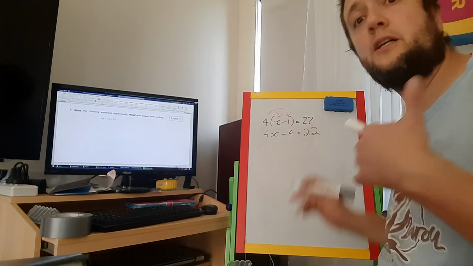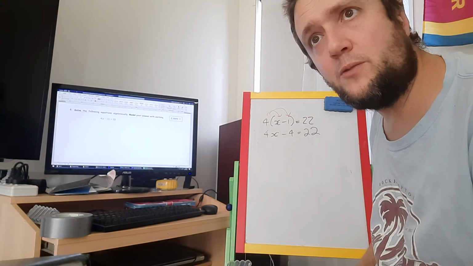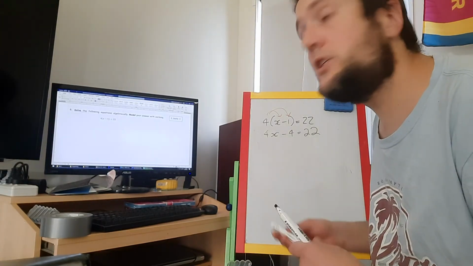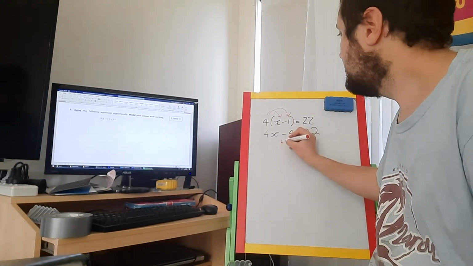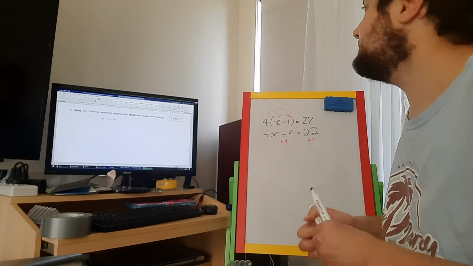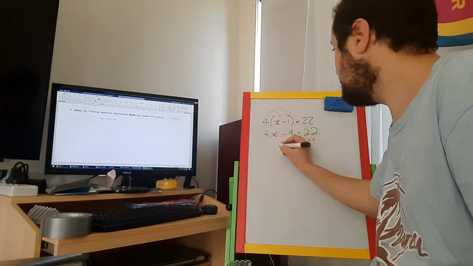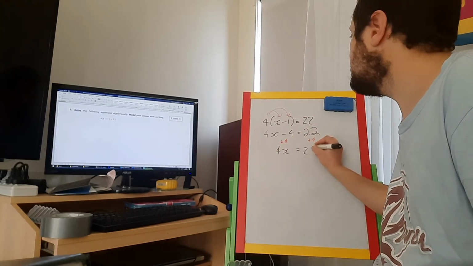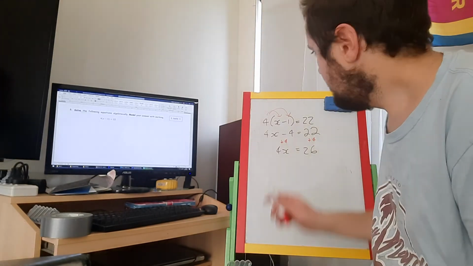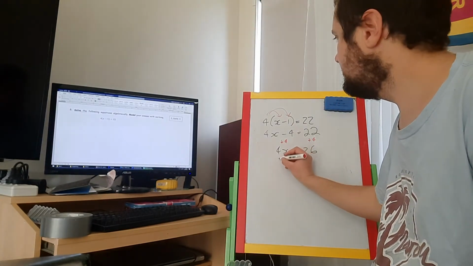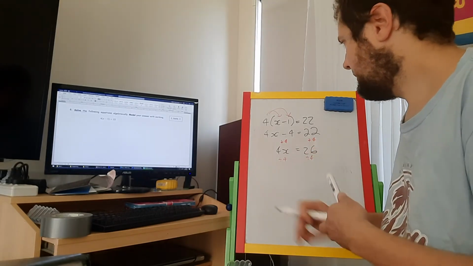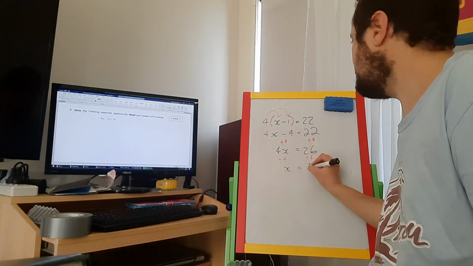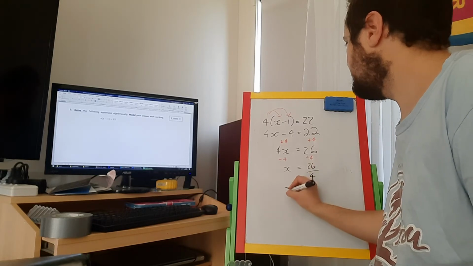And now we're back to the equation that looks very similar to some of the ones we did earlier. First we do our addition and subtraction. What's the opposite of taking away 4? Plus. I add 4 to both sides. And I'll get 4x is 26. The opposite of multiplying by 4? Divide by 4. So x is going to be 26 divided by 4.